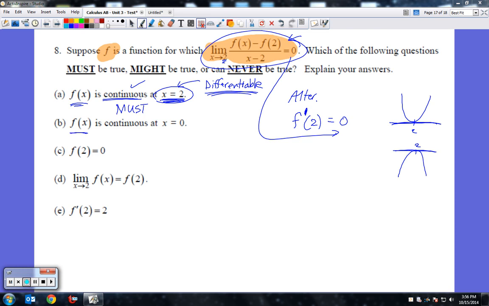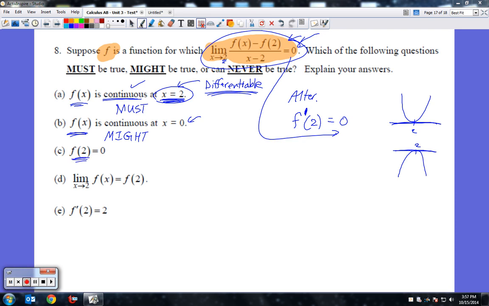F of x is continuous at x equal to 0. Well, we don't really know what it looks like at 0. It's trying to confuse you by using 0 to see, will you look over here and interpret that as you're approaching an x value. So this one is a might. We don't really know what the graph looks like at x equal to 0. We just know that at 2 it is continuous.